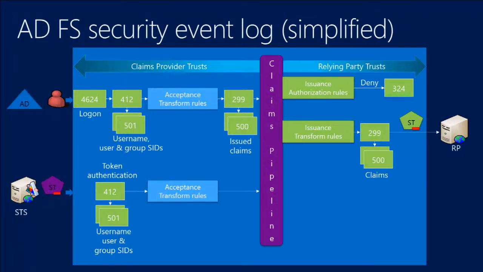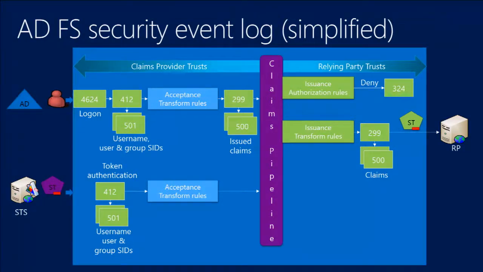So if we're coming from the AD, when the person logs in, if you're using the AD, they will be prompted to log in. There will be a 4624 event. And then following that is a 412 with a series of 501s, which gives the information about the user and the groups coming out of the AD. That then flows into the acceptance transform rules, so whatever rules you've got in there, and then you get a 299 followed by a series of 500s. That's the result of those transform rules. It shows you the issued claims that will flow into the pipeline.